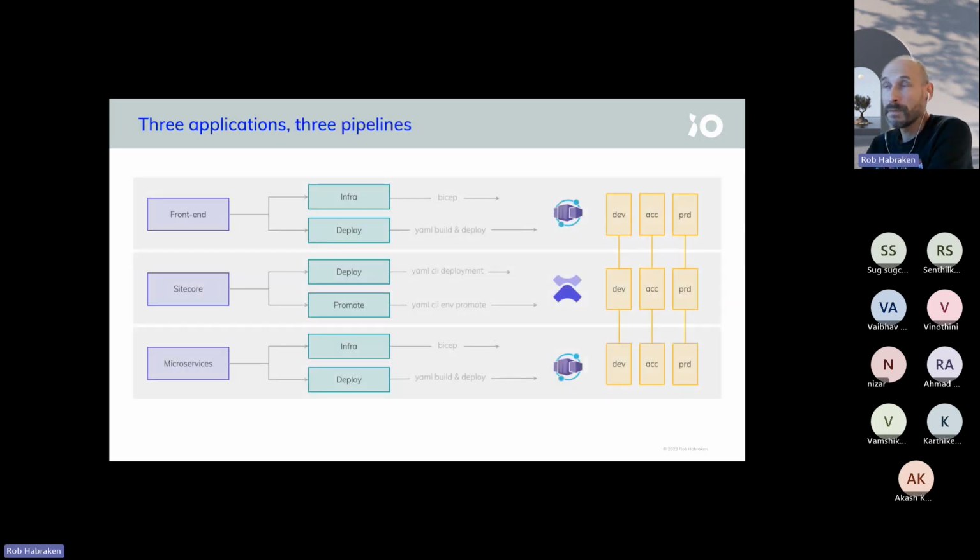And that means that our deployment process actually looks like this. And as I've said, we have divided the front end from Sitecore, but also the business logic into microservices. And that's also how we've set up the deployment. We've split it in 3 different pipelines. For the front end, we can deploy both the infrastructure, because it's infrastructure as code using Bicep, and we can deploy our application using a YAML pipeline.